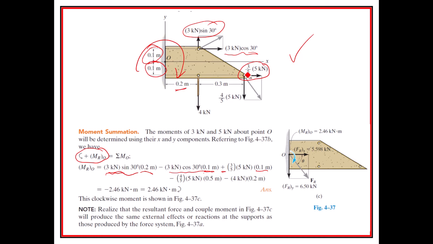And then we want to take this 4/5, and this one too is clockwise, and that's down to 0.5 because it's these two added together. And then lastly, we're going to get this one, and it is also clockwise, and its distance is 0.2. So looking through all that, we end up with this negative. That means that overall it's a clockwise moment of 2.46 kilonewton meters.